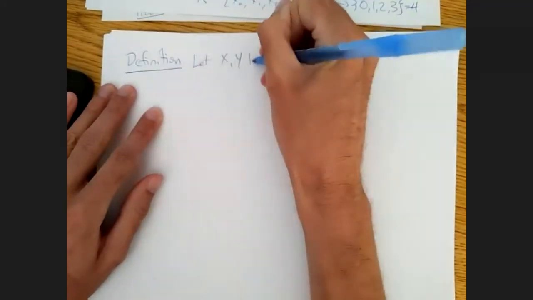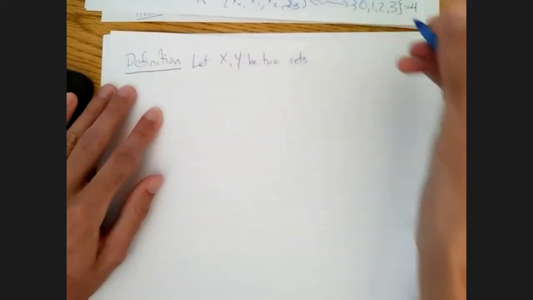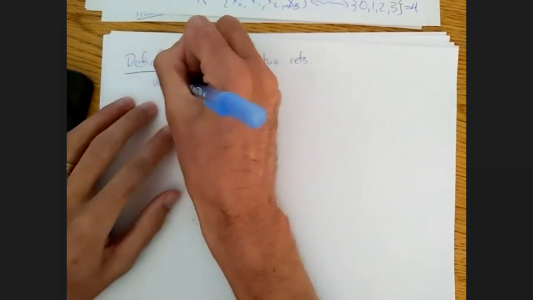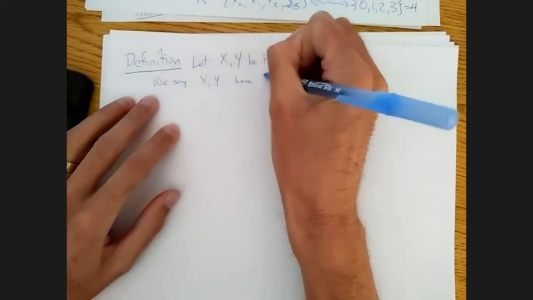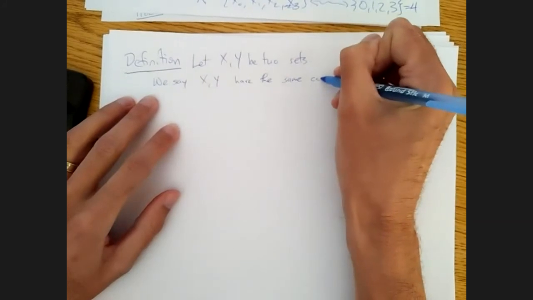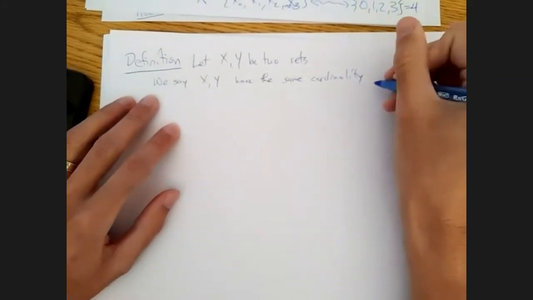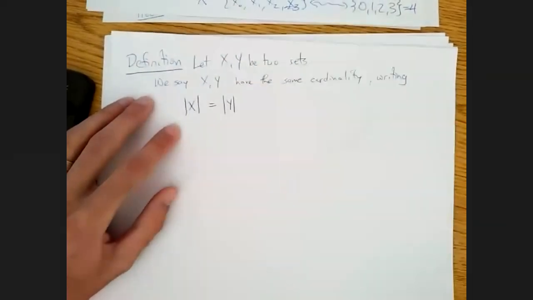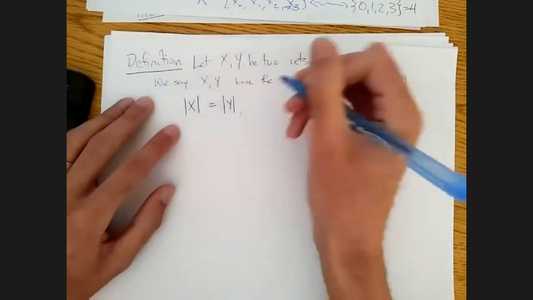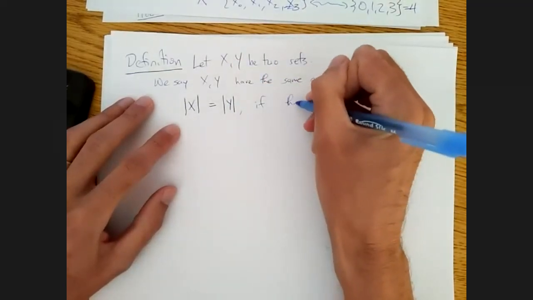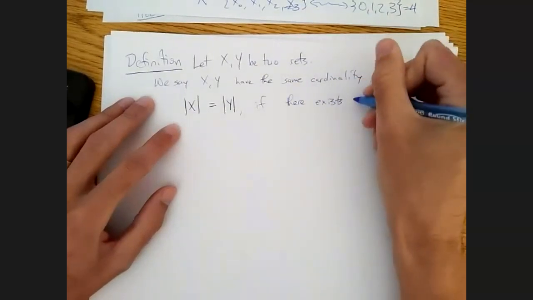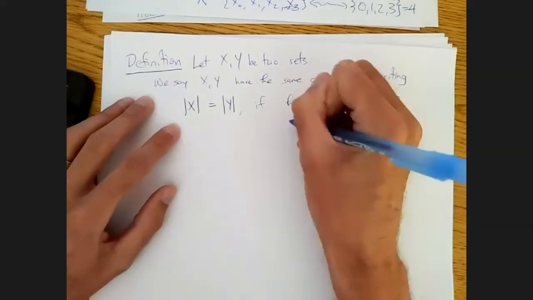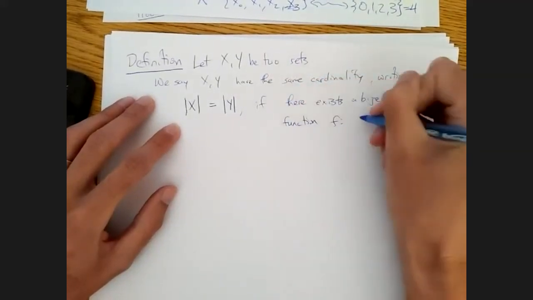Let X and Y be two sets. We say X and Y have the same cardinality, and we write |X| = |Y|, kind of like absolute value or modulus. And when do we write that? Well, we write that if there exists a bijective function f from X to Y.